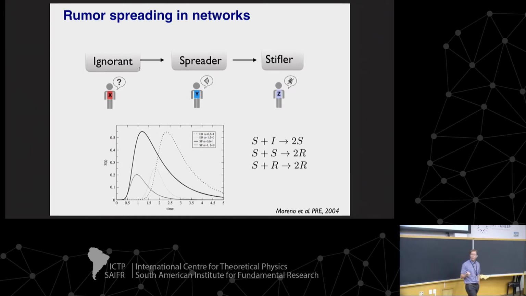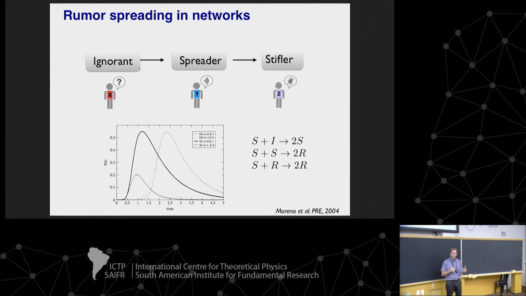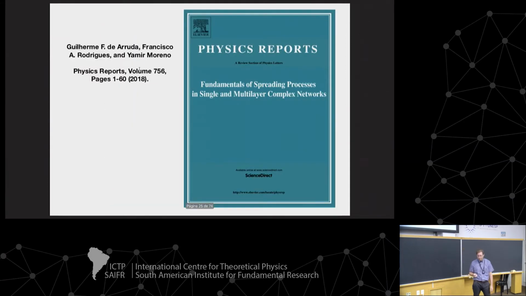Okay. So again, we can model this by using a set of differential equations. And here, the difference between rumor spreading and epidemic spreading is that here we need a contact to become a recovered node. In the case of epidemic spreading, we don't need the contact. It's a spontaneous process. But here, we need the contact.